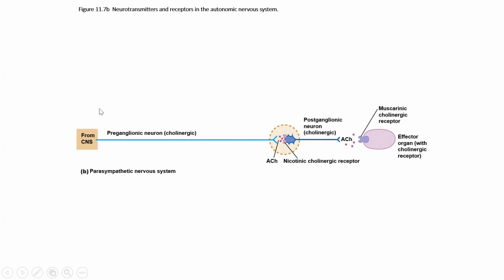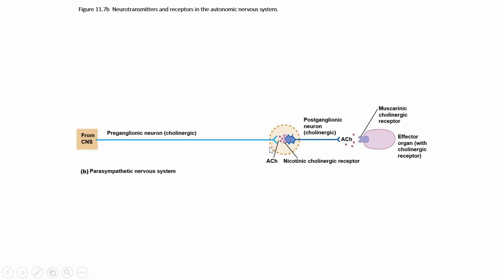So there's no norepinephrine involved here. There is no epinephrine involved here. There are no adrenergic receptors involved here, okay? So the second neuron also releasing acetylcholine, but that acetylcholine is going to bind to another type of cholinergic receptor, alrighty? And so on that basis, we have two types of cholinergic receptors.